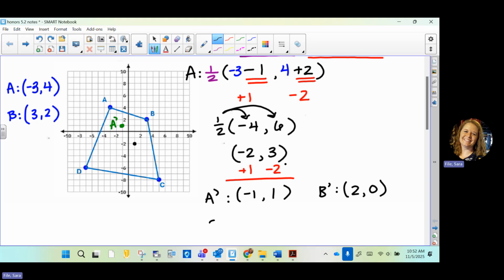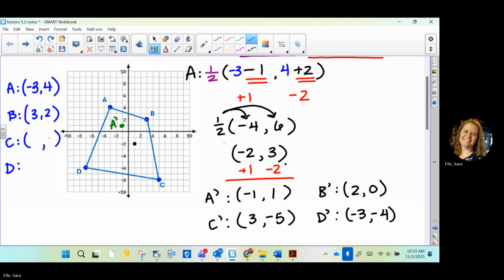Okay, and then if I did that for C prime and D prime, I'm going to save you the time and tell you what those come out to. C prime comes out to 3, -5. And D prime comes out to -3, -4. So I'm going to plot all those on here. And I probably should list what the original pre-image C and D are. C was at 5, -8. And D was at -7, -6.